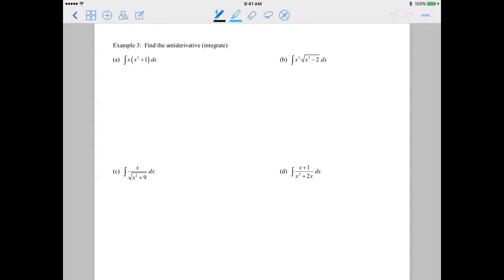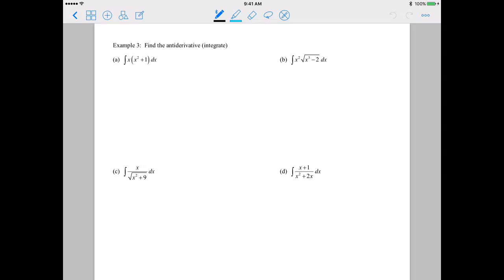Okay, so example 3, find the antiderivative and then integrate, and really that's talking about the same thing. Okay, so example A, this is very similar to the first example of example 2, except this time we're missing the 2 that's in the front. So we'll talk about how to deal with that.